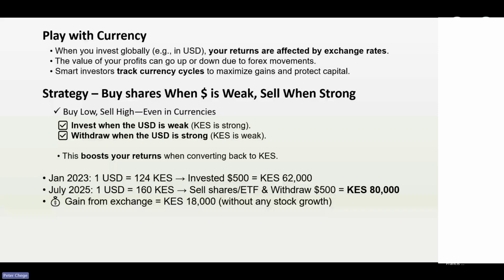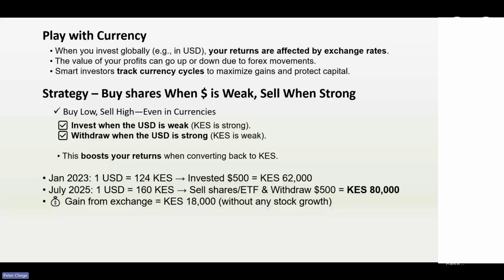Then later down, maybe like now in July 2025, USD now strengthens against the Kenya shilling. So $1 is 160, and you sell your shares or ETF, and you withdraw your $500. AIB is to pay you in Kenya shillings. So you're converting at what rate? The same amount you put, 500. Remember, you put 62,000. So AIB will pay you 160 times 500, which is 80,000. That difference is around 18,000. You have not made any gains from the market. You sold at the same price.